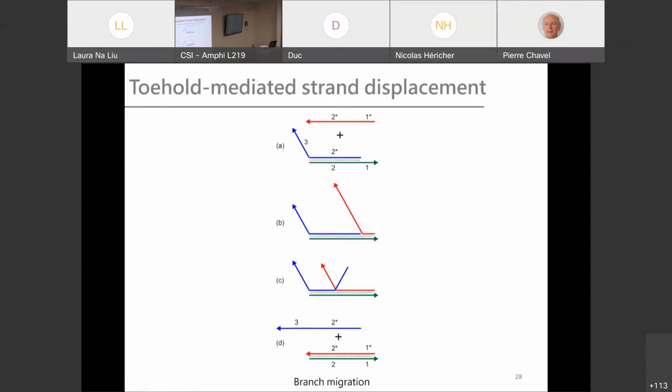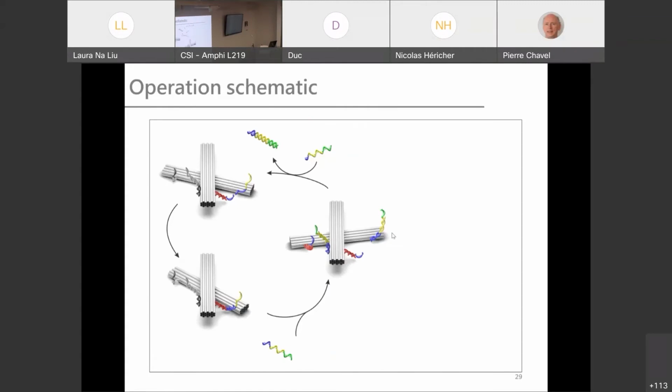We will use this dynamic process to drive our plasmonic chiral system. So this is the operation schematic. At this moment, we have left out the gold nanorods. We only show the conformation change of the template itself. So this is the DNA origami template.